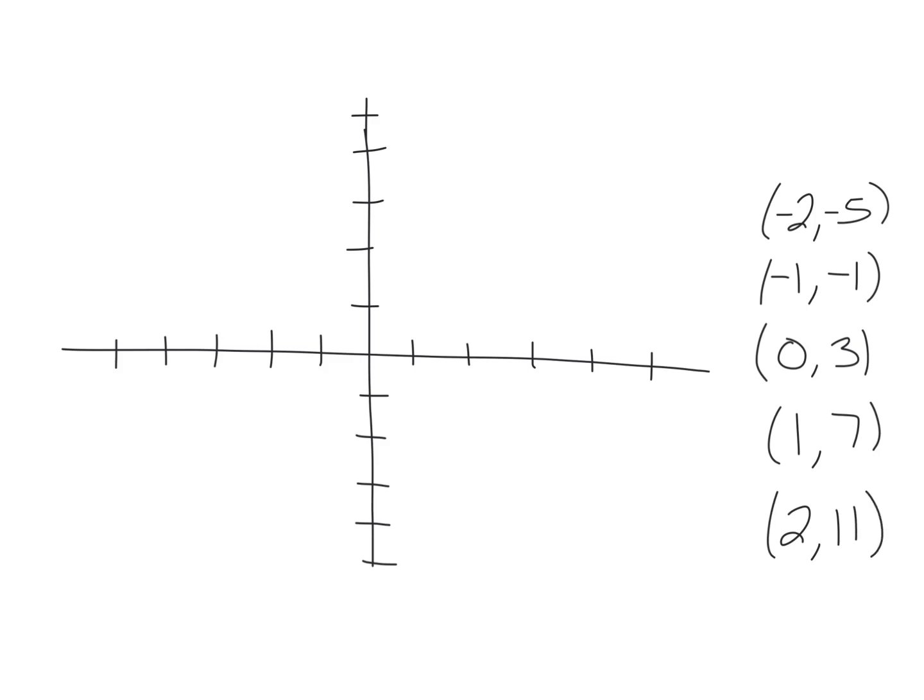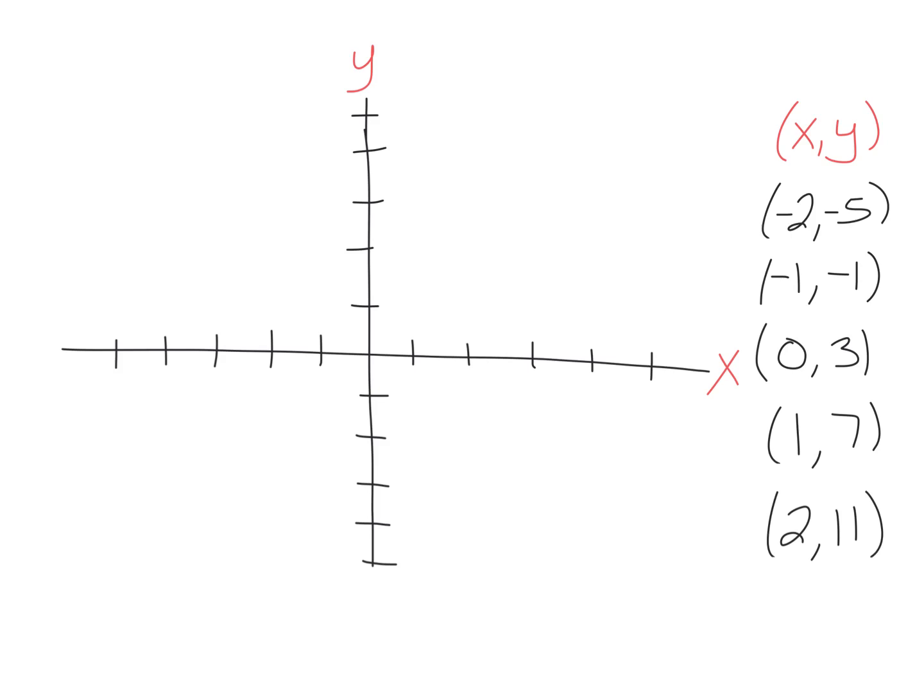Now, with these ordered pairs, we need to graph these. When graphing these, what form are these written in? X, Y. Which one is my x-axis? Show me with your hands. Horizontal. Y is the other one. So to graph these, where do we always start? The origin. We start right at the middle, the origin.